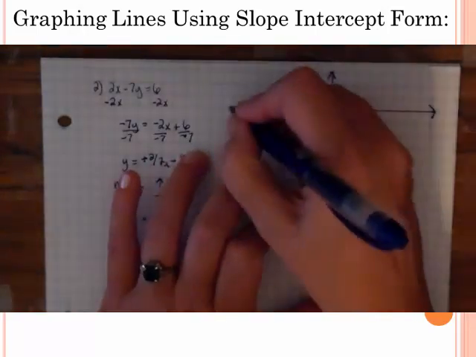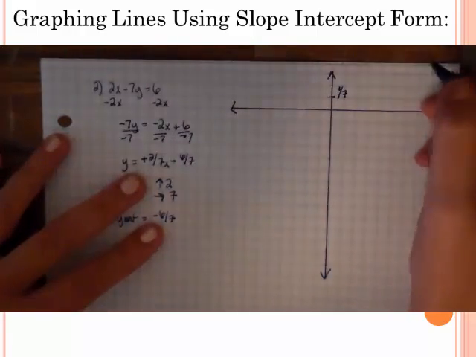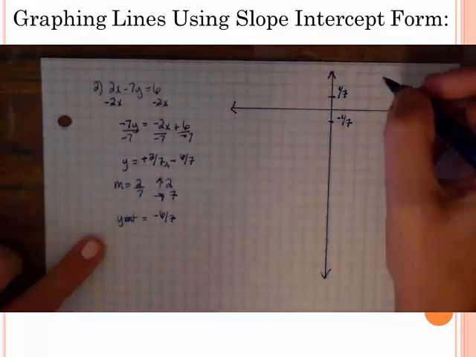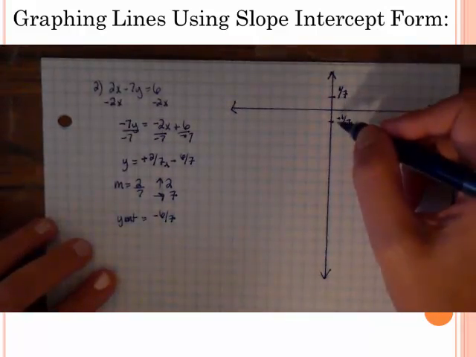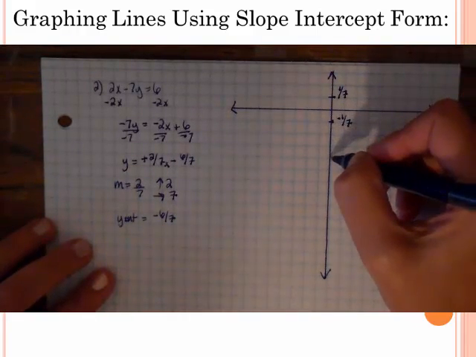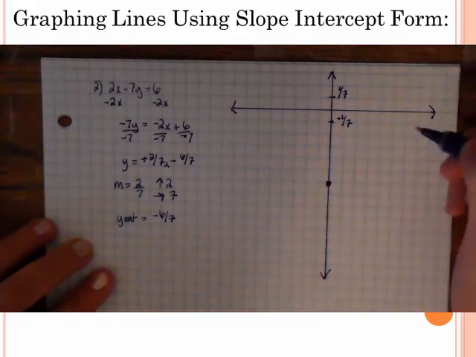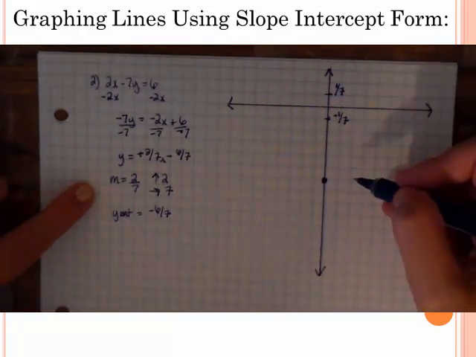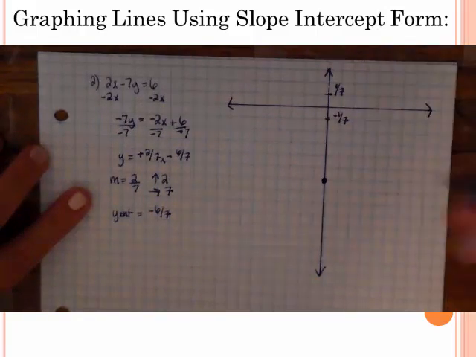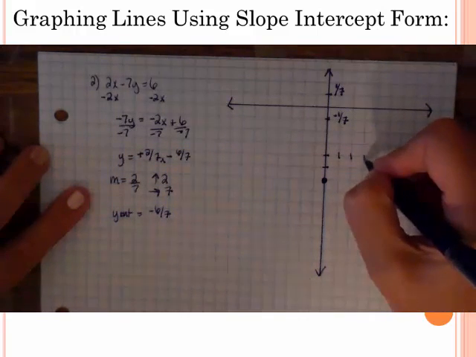So here are my x and y axes, and instead of this being 1, I'm going to make this 1/7. So that will make this negative 1/7. Then, to find my y-intercept of negative 6/7, I say, okay, negative 1/7, negative 2/7, negative 3/7, 4/7, 5/7, 6/7. Now our slope is the number of spaces that we need to move. So I don't have to move 2/7 of a space. I move 2 and then 7.